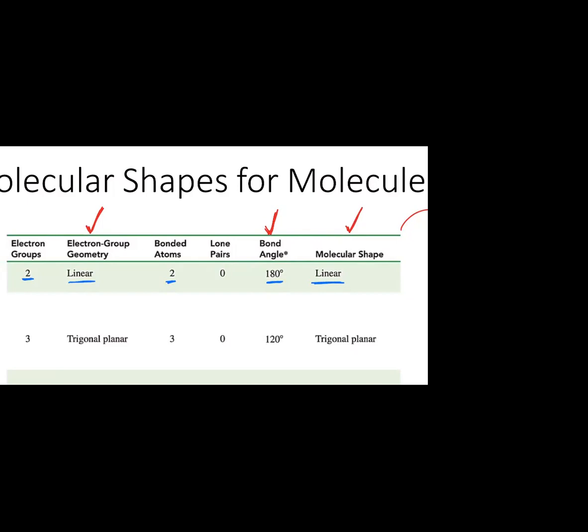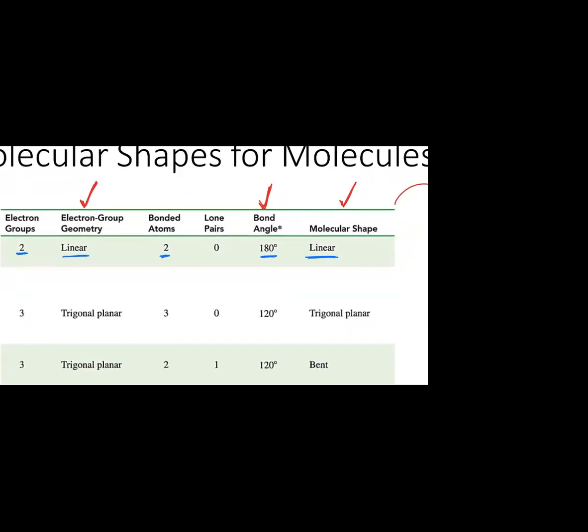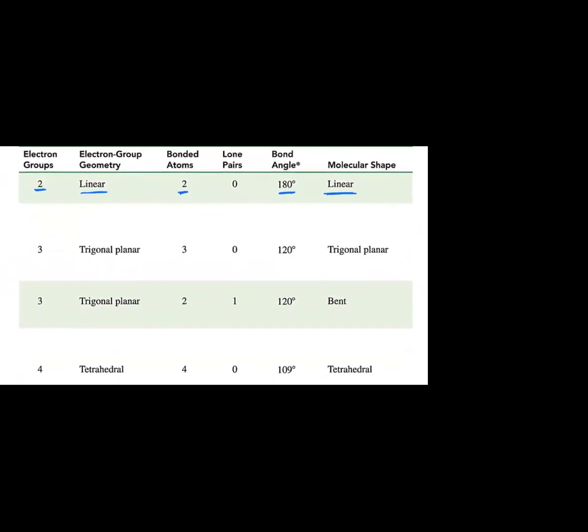What is the difference between electron group geometry and molecular shape? Electron group geometry just tells you in general how many electron groups are around the central atom. The molecular shape takes into account if you have bonded atoms versus lone pairs at the level of the central atom. That's the difference. So they're related to one another, but the molecular shape may be different depending on whether you have lone pairs or not.